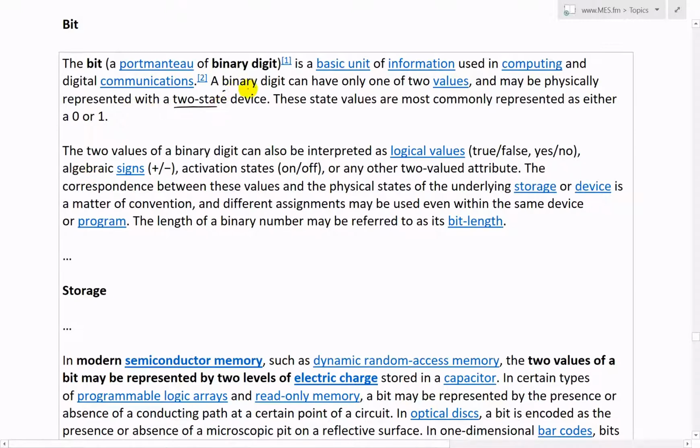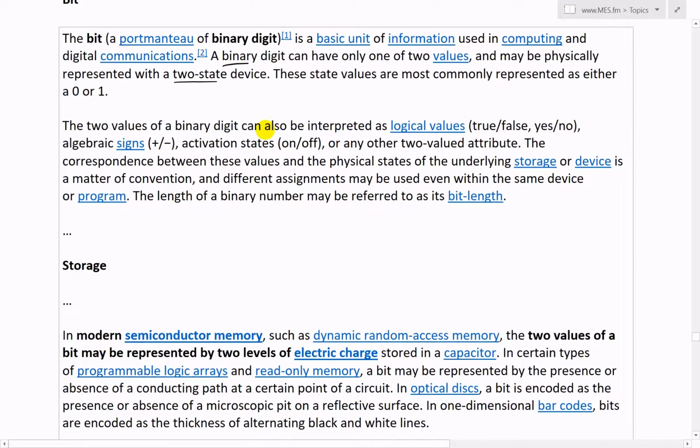So that's why they want to use it. A lot of devices just have on, off, or low level, high level, and so on. So we want to work with that, easier to have a physical device that uses 2 values. And that could be arbitrary, whatever you want. But so that's a binary digit as opposed to the base 10 system with your fingers. So these state values are commonly represented as either a 0 or 1.